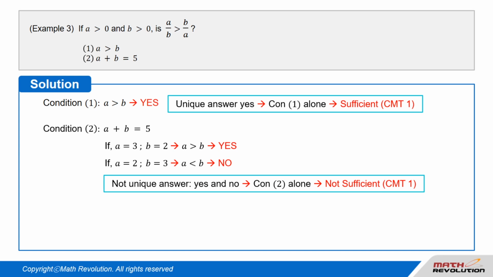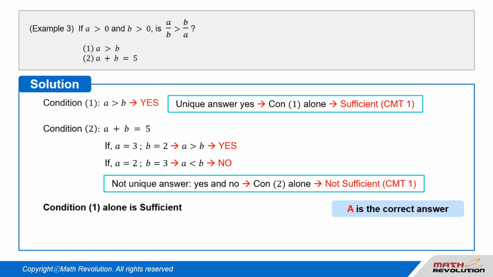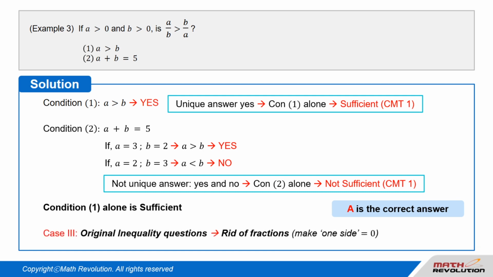It is not sufficient. Condition 1 alone is sufficient. So, A is the correct answer. As shown above, in case 3, the original condition and question involve inequality, and we should get rid of any fractions and make one side equal 0. The simple idea of making one side equal 0 will allow you to solve questions that you previously found very difficult. Answer: A.